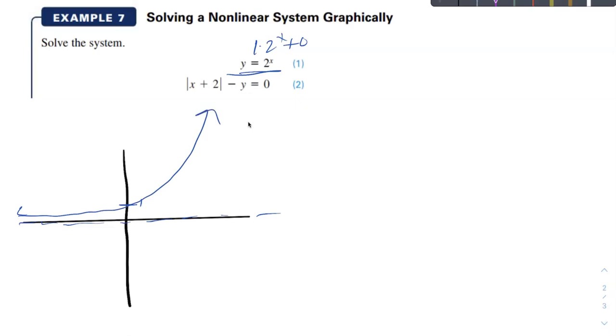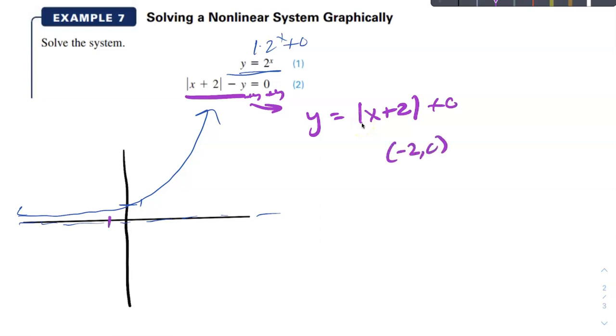Now let's look at this guy. This is the absolute value equation. So I'll move the y over: let's add a y to both sides, and I get y is equal to the absolute value of x plus 2. We're going to graph an absolute value equation. Inside opposite, outside follow. So we're going to start at negative 2, 0. And then your slope is 1, so we go up 1 over 1. So it's kind of like this.